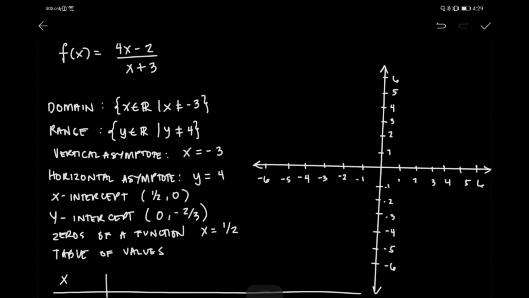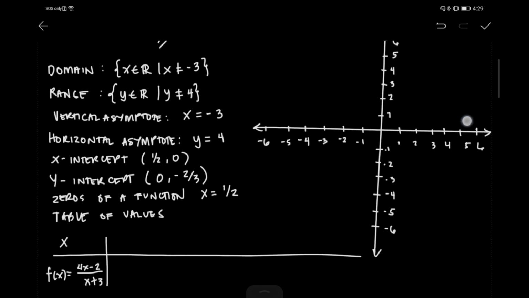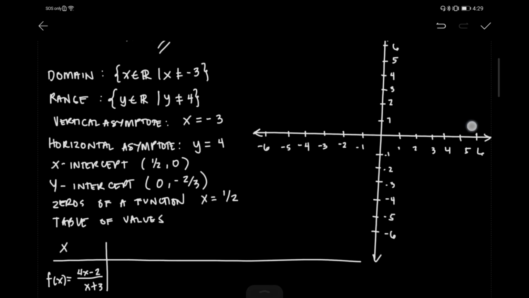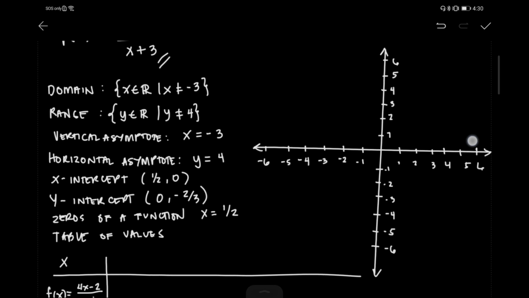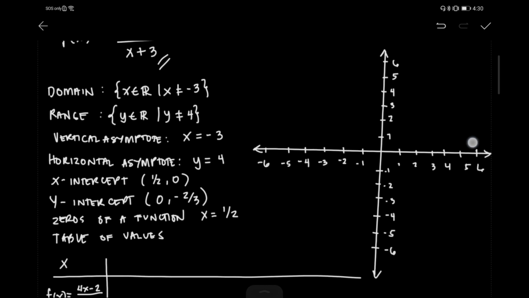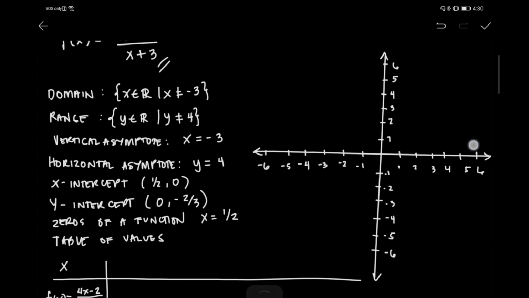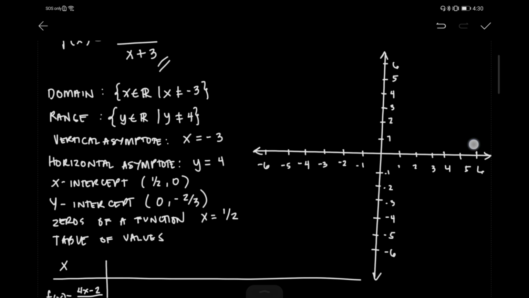So that's it, guys. We are done on how to find the domain, the range, the vertical asymptote, horizontal asymptote, x-intercept, y-intercept, and zeros of a function. So this time, let us now plot the graph of our given rational function. Later on, we will use the table of values to see the behavior of our graph. In this case, our domain is x is an element of all real numbers such that x must not equal negative 3. The same with the range, such that the value of y must not equal positive 4.